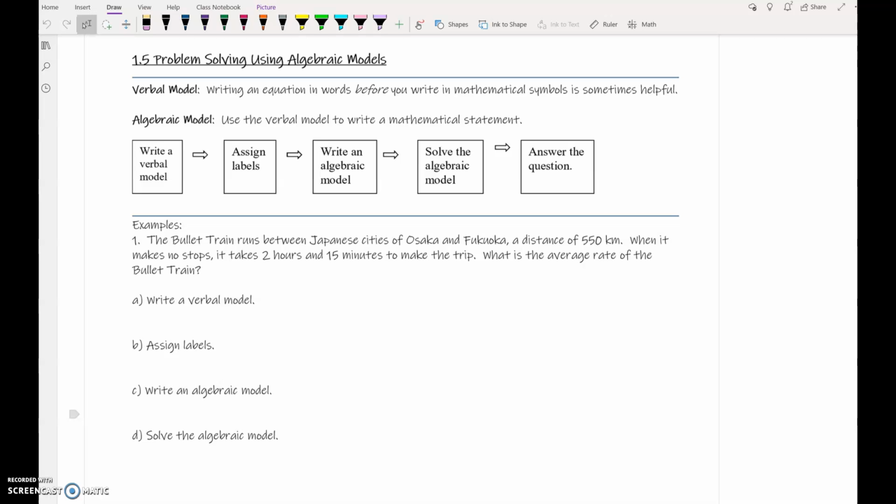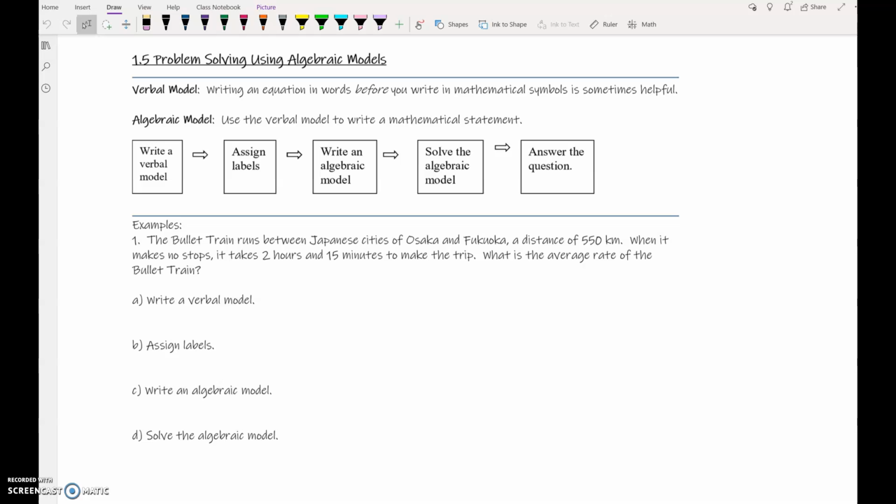This model that you see is a suggestion for one way to think through a math problem. It is a very solid problem-solving process. You start by writing a verbal model. So write it out using words, then put labels into it, then put the numbers into the problem, solve it, and then answer the question. So this is a valid problem-solving strategy if necessary.